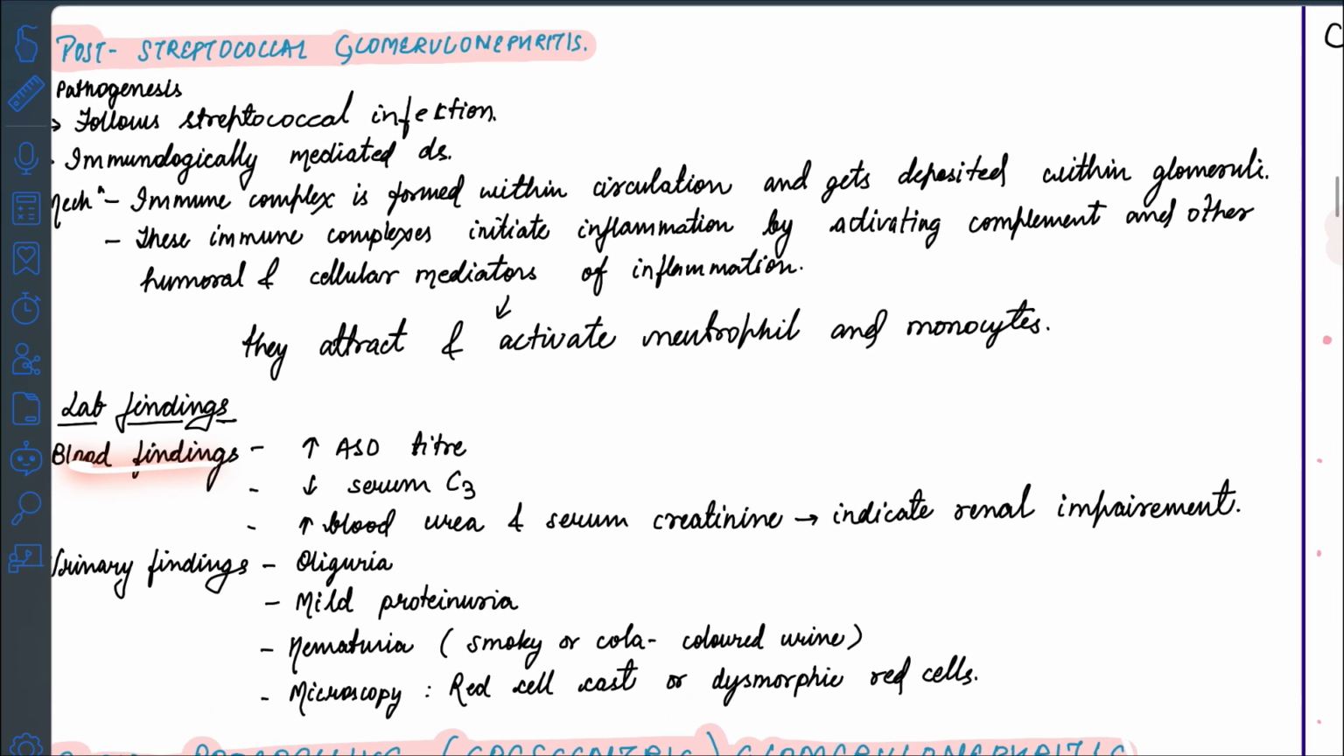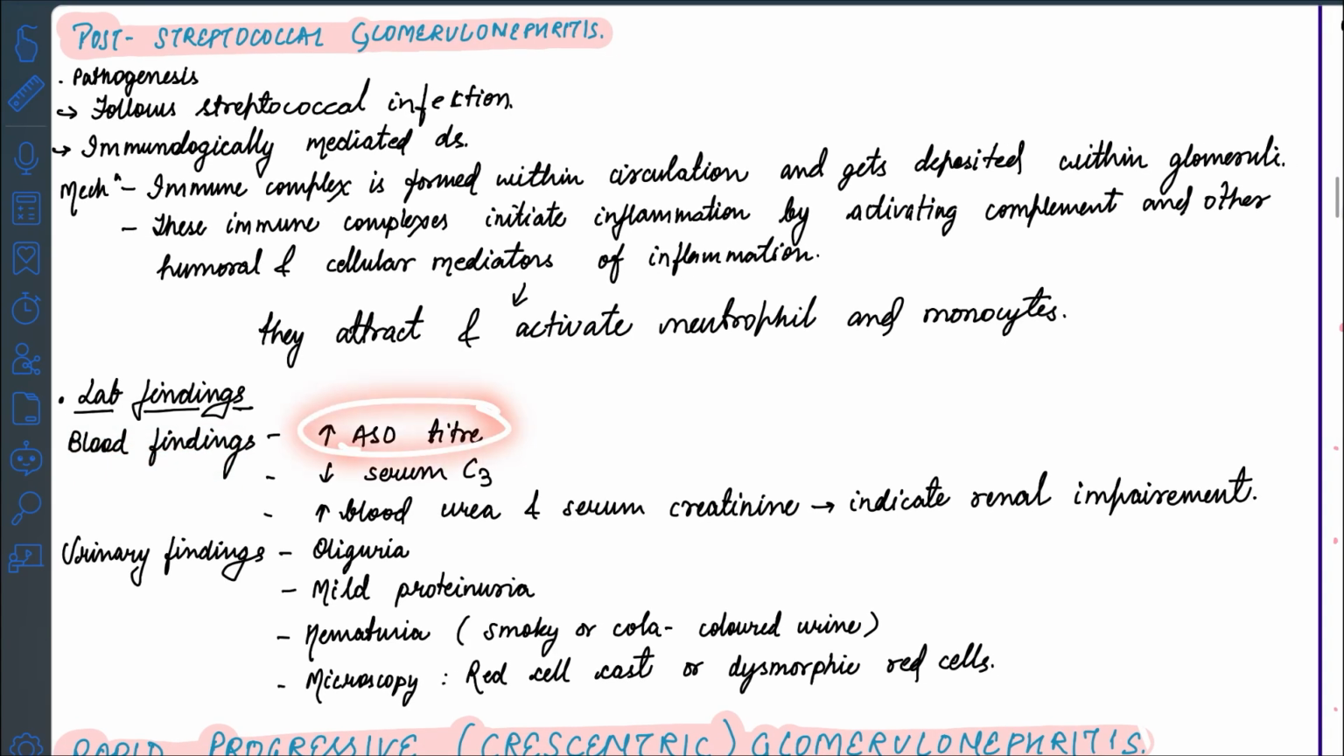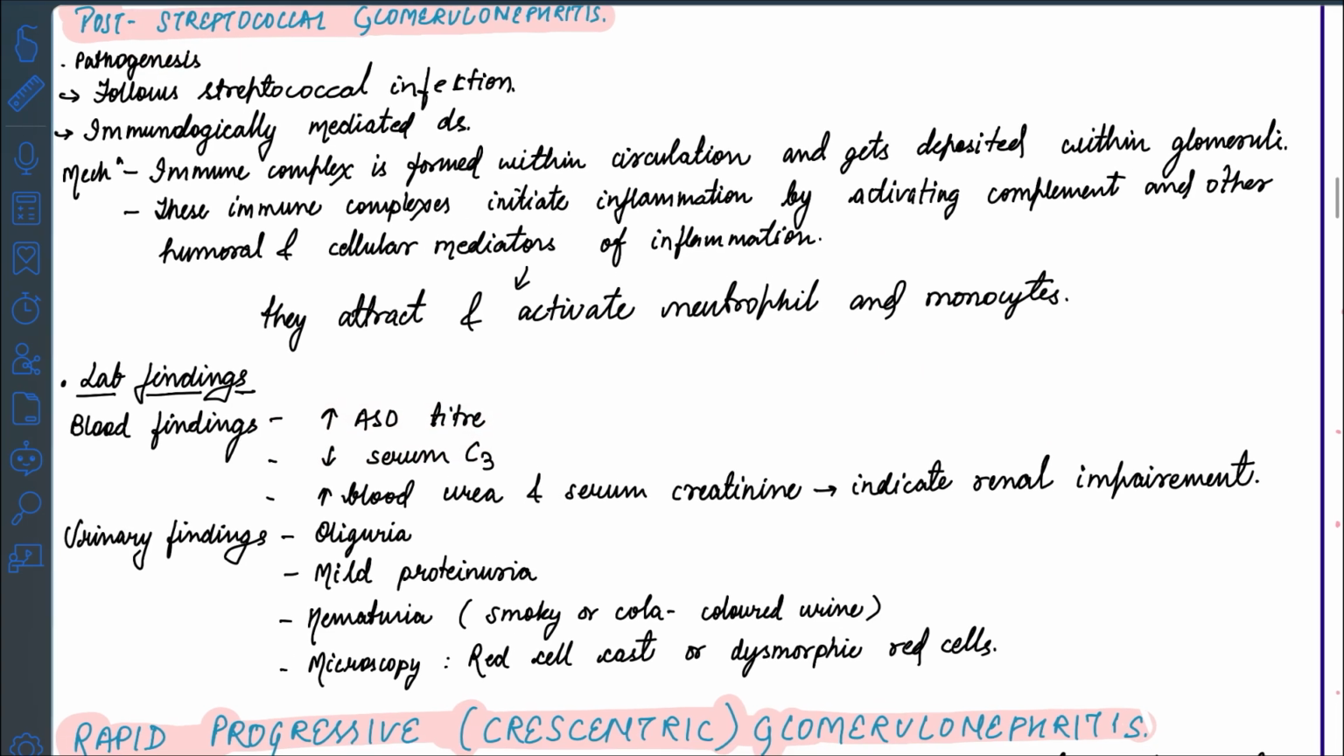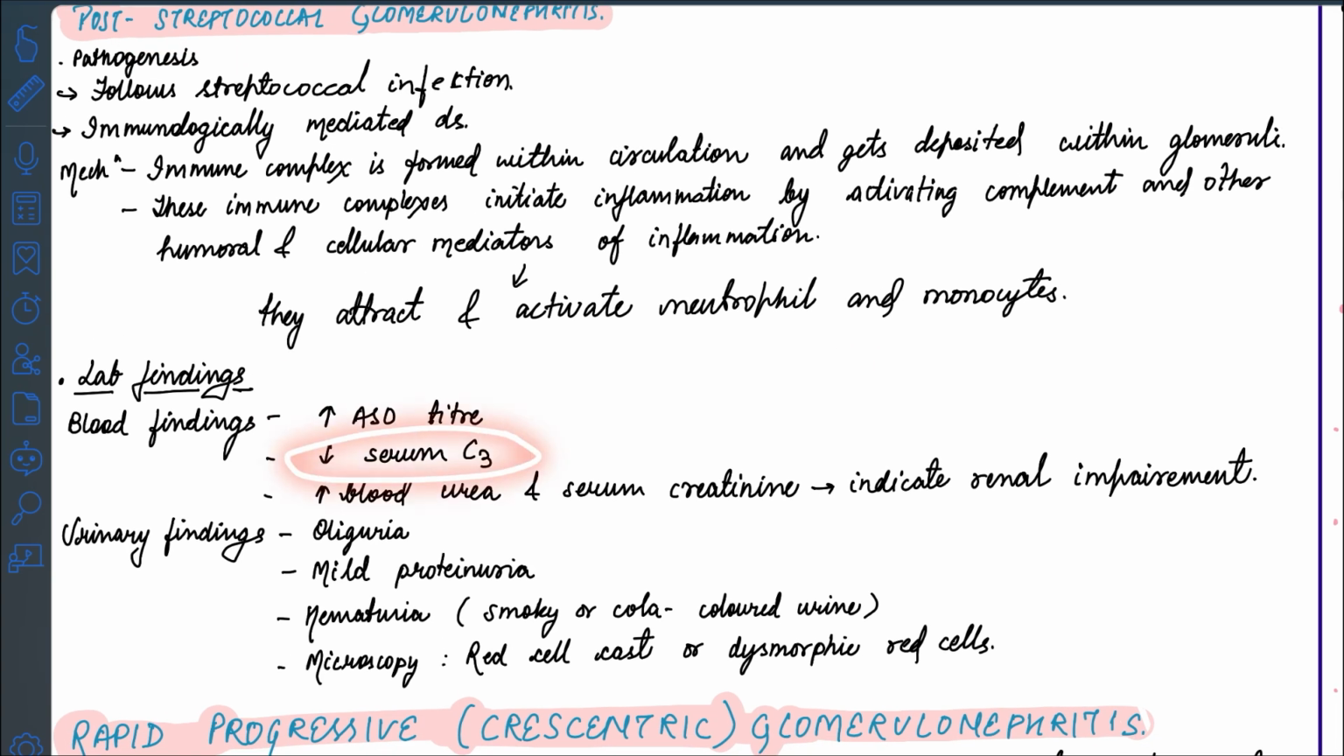The lab findings in this are that in blood you'll find high ASO, that is anti-streptolysin. In lab findings, first blood examination करने के बाद you'll find high ASO titer. ASO is anti-streptolysin O titer, जो कि streptococcal infection से associated है. There will be decrease in serum C3 level, increased blood urea and serum creatinine, which indicate renal impairment.